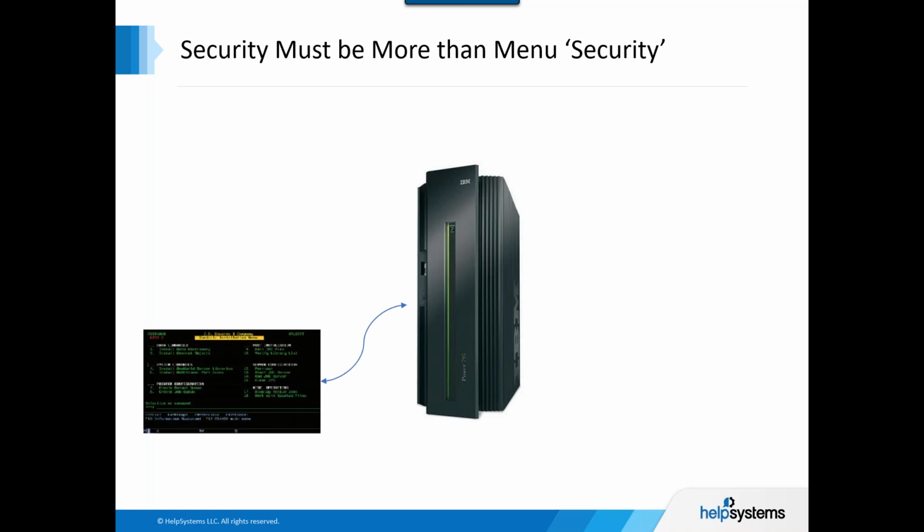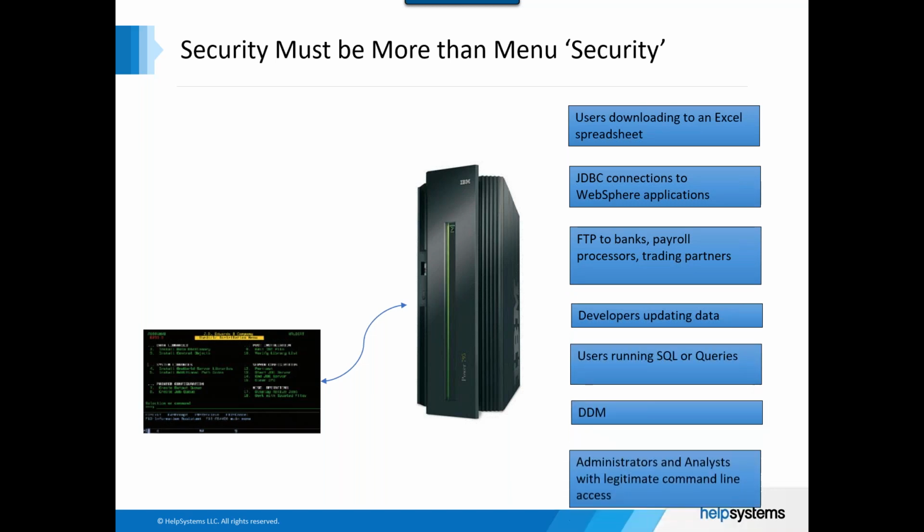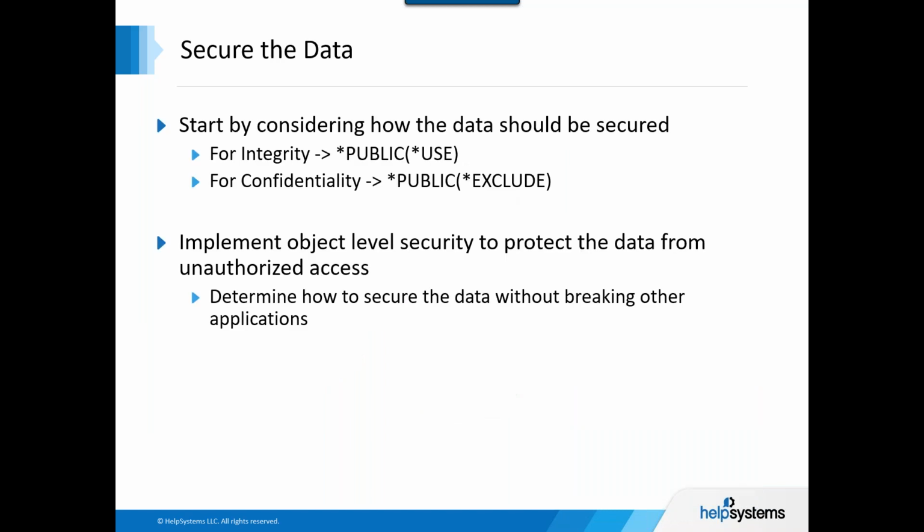So with the multiple layers of defense, yes, there's menu, I'll put in quotes, security, that you lock your end users into a menu. But we don't live in that world anymore. We live in a world of multi-connections and multi-ways to access the system. So we have to determine how we're going to secure that data. For data integrity, the most public authority can be is public use. For confidentiality, it has to be public exclude and only authorized to those users that need that information. So implementing object level security will protect that data from unauthorized access.